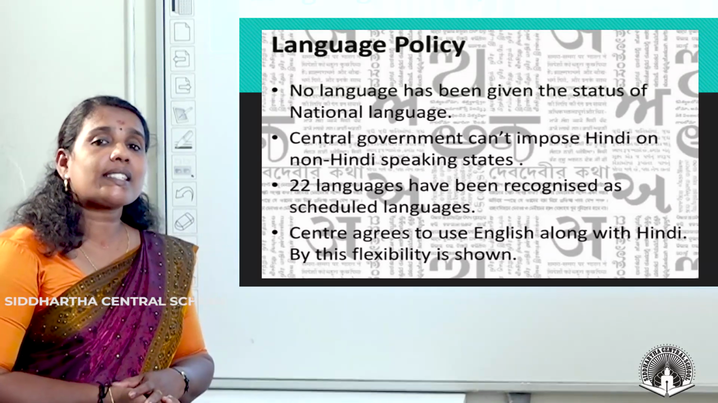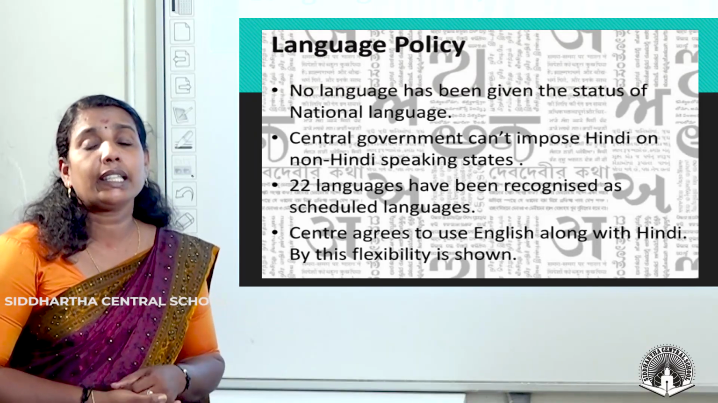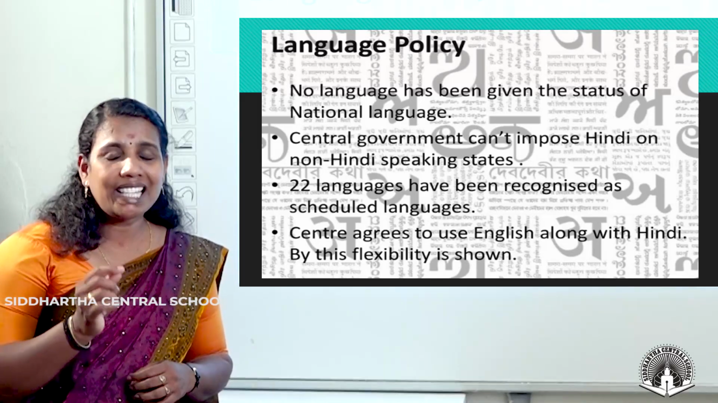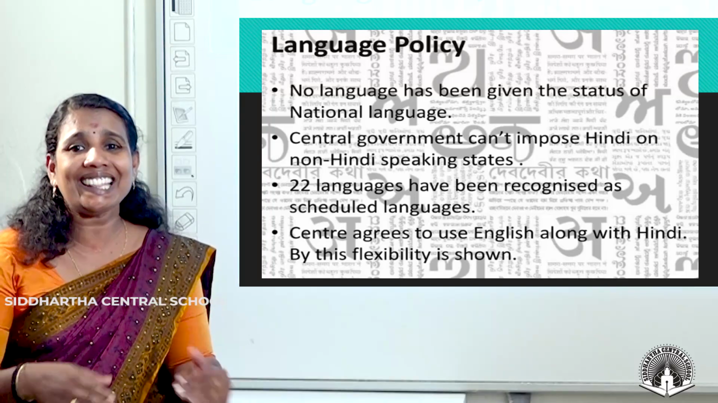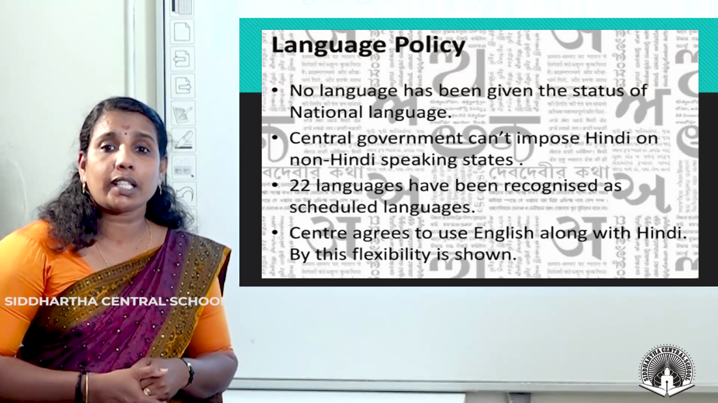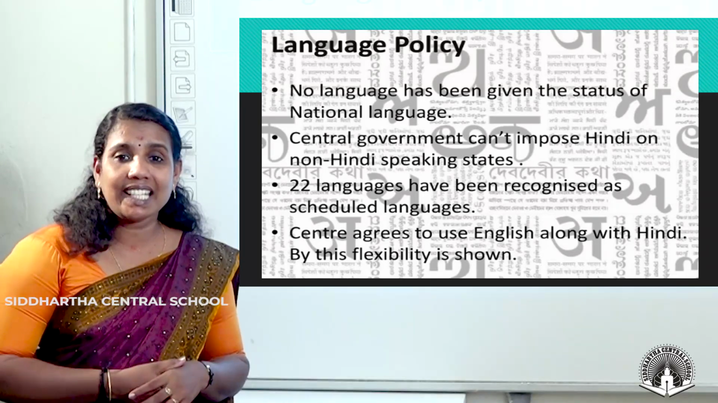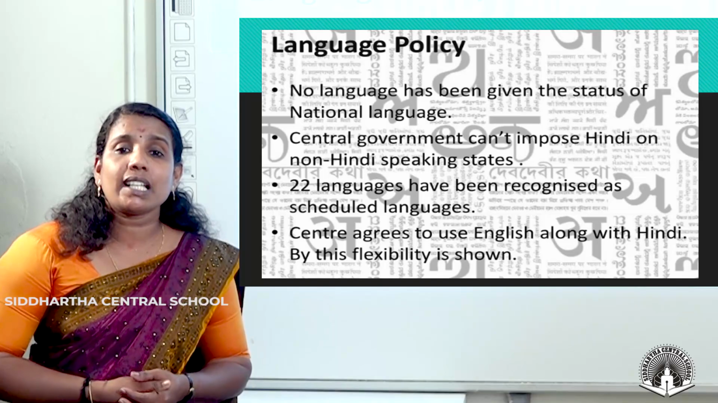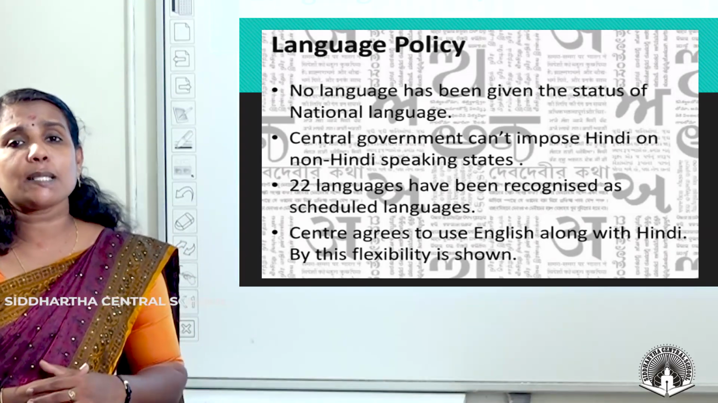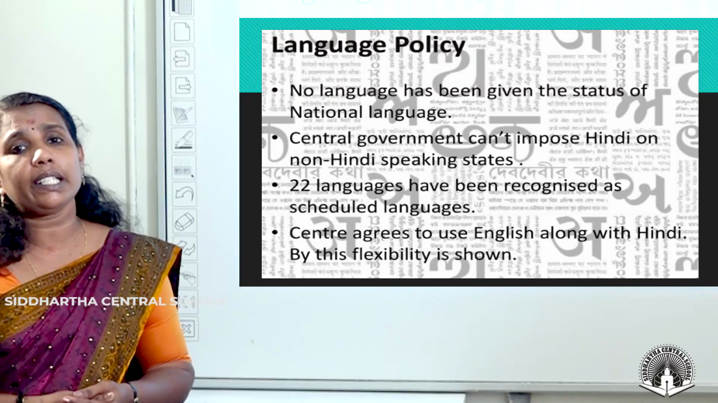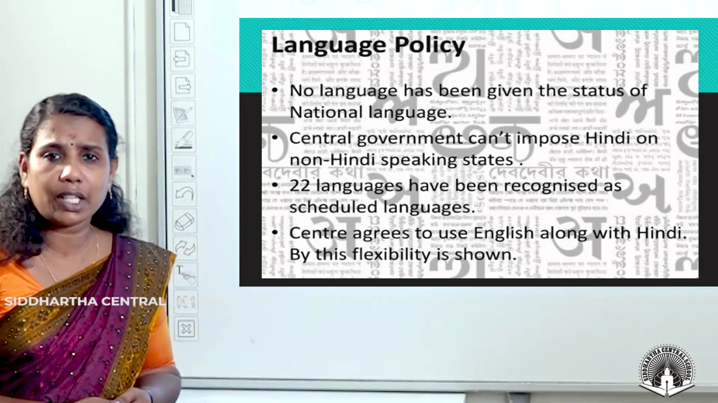And many of the critics demanded that this would prosper the spread of the Hindi language. But one thing is there, that the central government cannot impose Hindi on an area where the people speak a different language. Here we can see that the political leaders showed flexibility. This flexibility showed by the political leaders helped to avoid a lot of problems related to language.